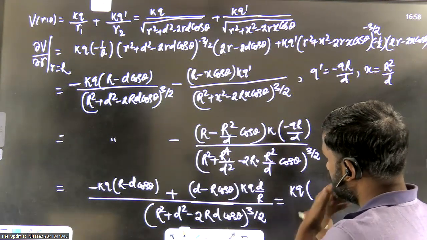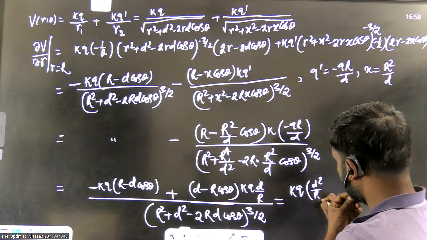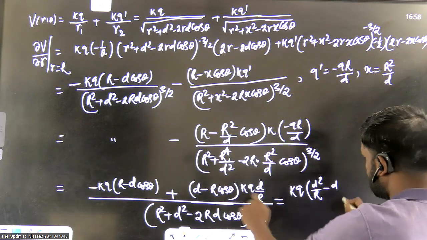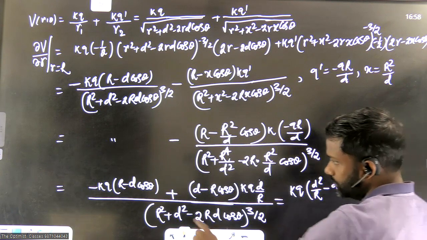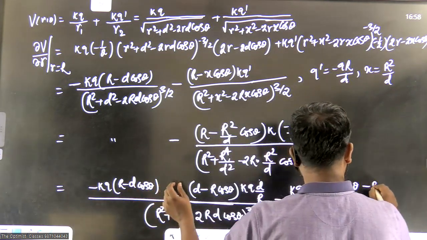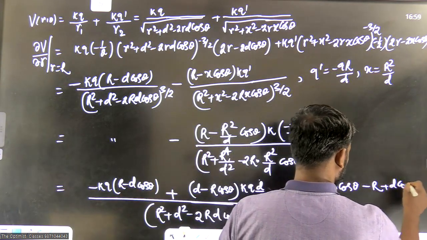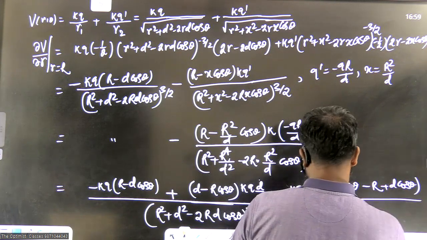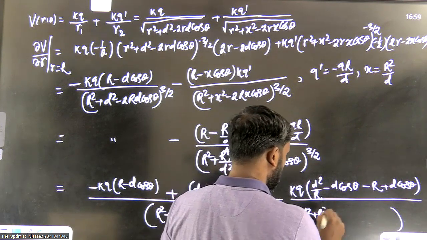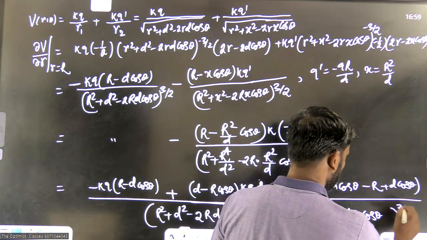So kq I have taken common. Here when you multiply, you get here d square by r. And when this multiplies with this, d and r cancel out. So you get d cos theta. And from here, we have taken kq common, so there is minus sign. So you get here minus r. Here, there's minus sign and minus plus, so you get d cos theta. And divided by the same denominator that we have here, d square plus r square minus 2d into r and cos theta, whole power 3 by 2.